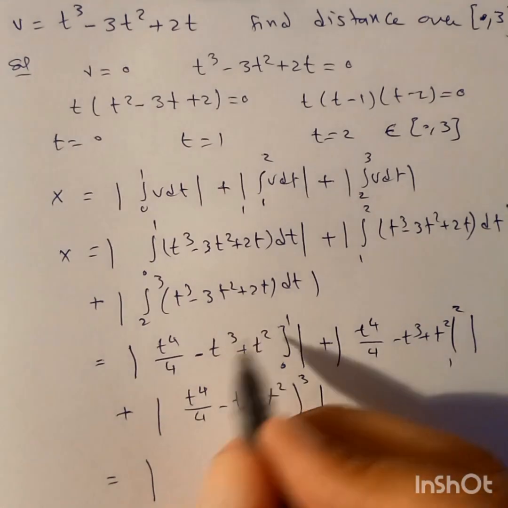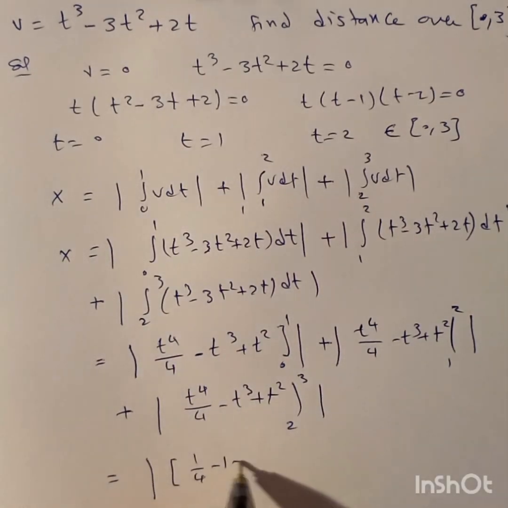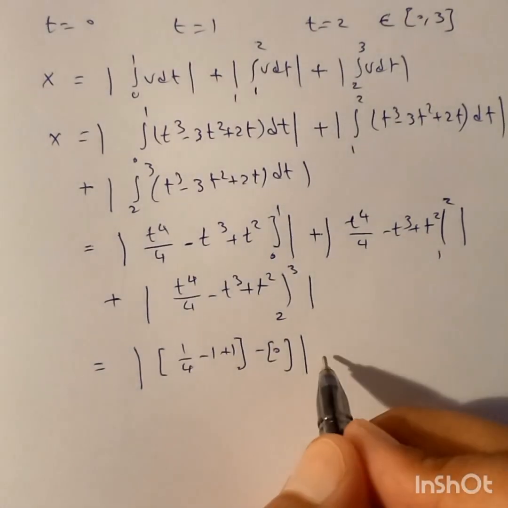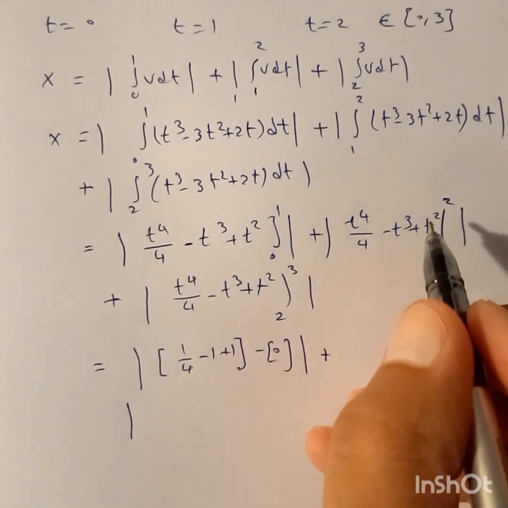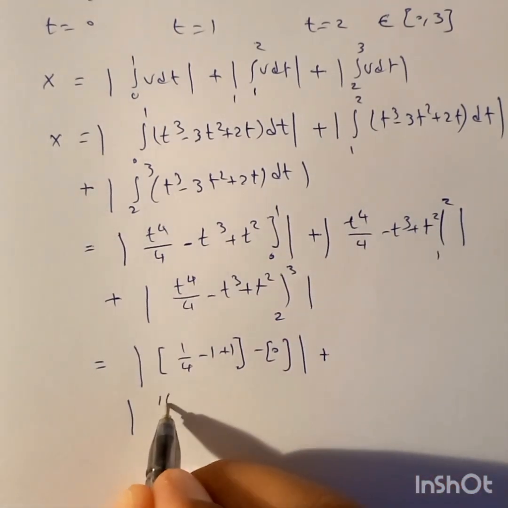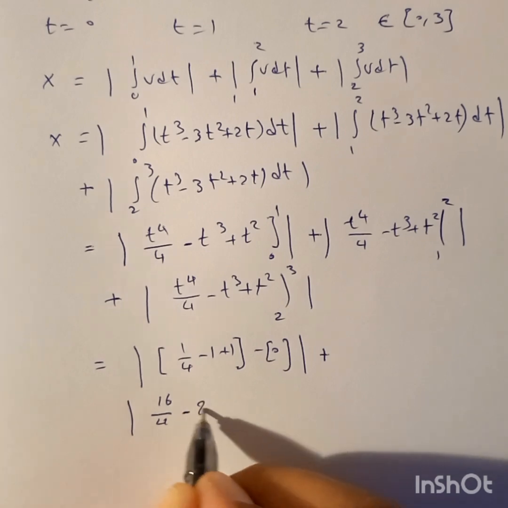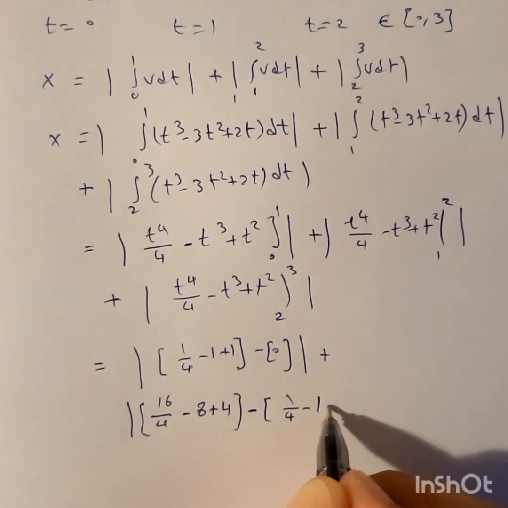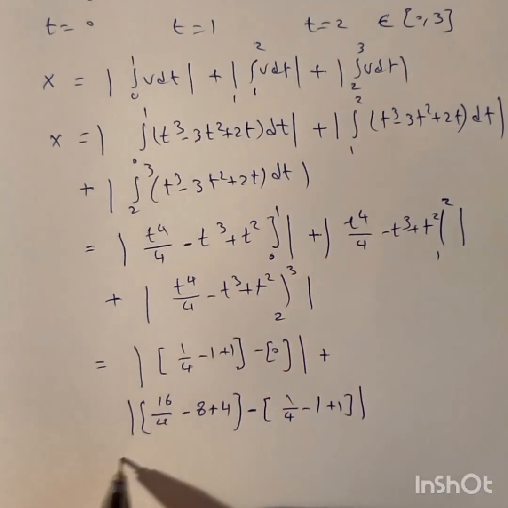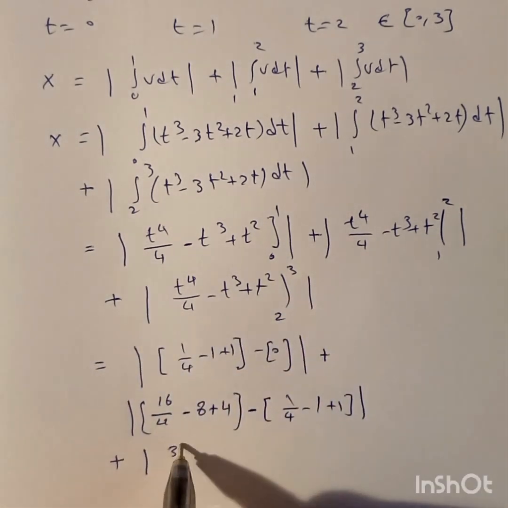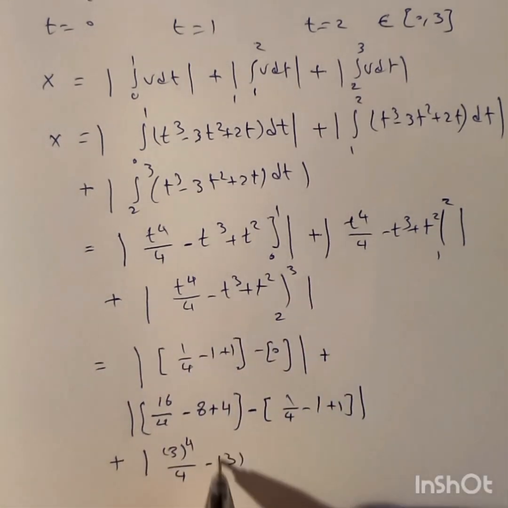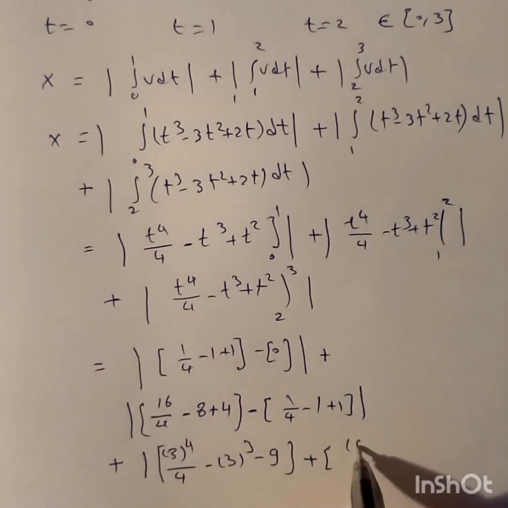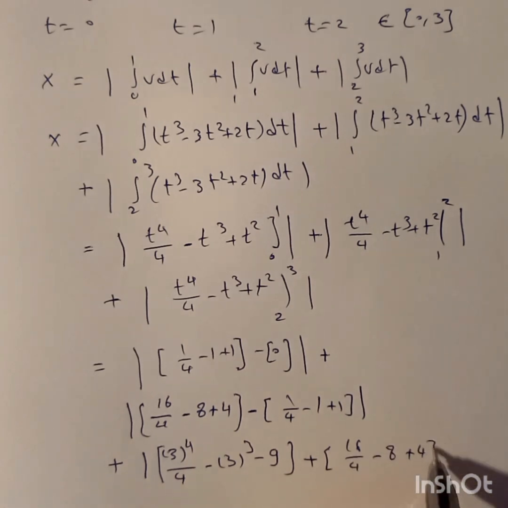Then we have here by 1 the first bracket 1 over 4 minus 1 plus 1 and minus 0, this first modulus, and in the second modulus we substitute by 2, then we have 16 over 4 minus 8 plus 4, this first bracket, minus 1 over 4 minus 1 plus 1, this second one, plus the last one, we have here 3⁴ over 4 minus 3³ plus 9, this first bracket, plus here we have 16 over 4 minus 8 plus 4, and this third one.